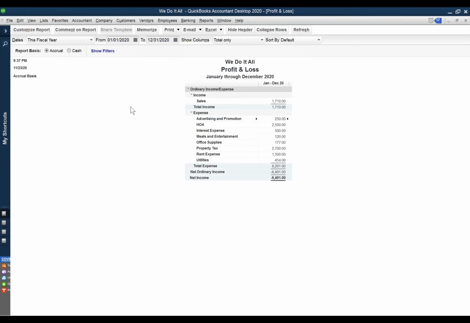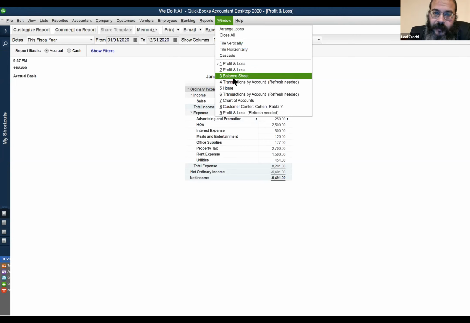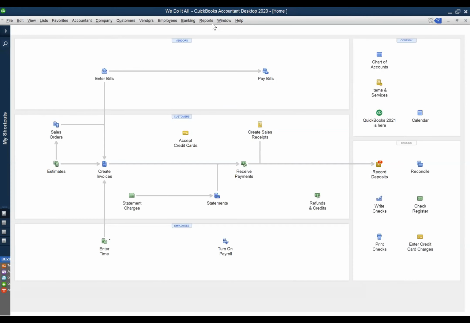So I go back to, where is it again? In reports? It might be open on your window. If you look at your drop down, see if you have a profit and loss report. Okay, I'll just reopen it.